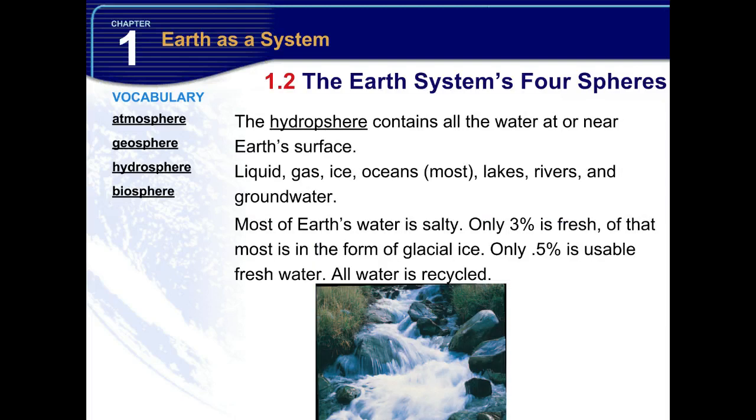Now, the hydrosphere contains all the water at or near Earth's surface. This includes the liquid, gas, ice, oceans, which is the largest part of the hydrosphere, lakes, rivers, and groundwater. Now, most of Earth's water is salty. Only 3% is fresh, and of that, most is in the form of glacial ice. Only 0.5% is usable fresh water. All water on the planet is recycled.